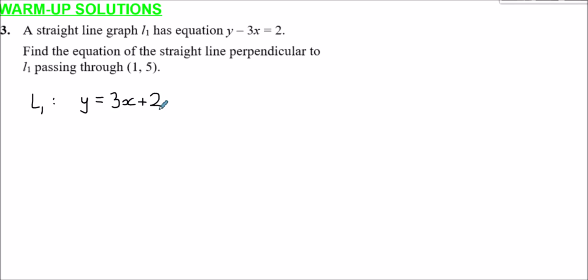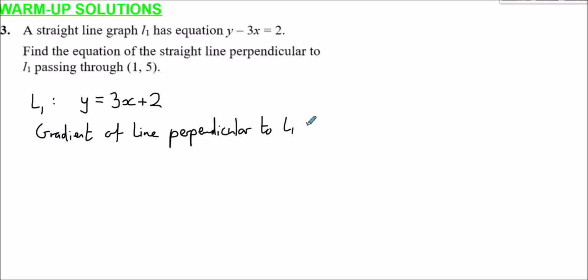Then if we're talking about a straight line perpendicular to L1, we know that the gradient of any line perpendicular to L1 will be the negative reciprocal of the gradient of L1. So that's going to be minus 1 over 3.